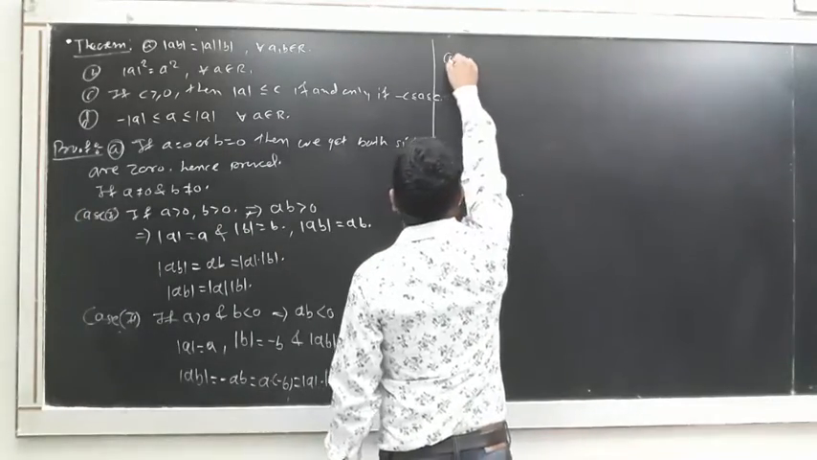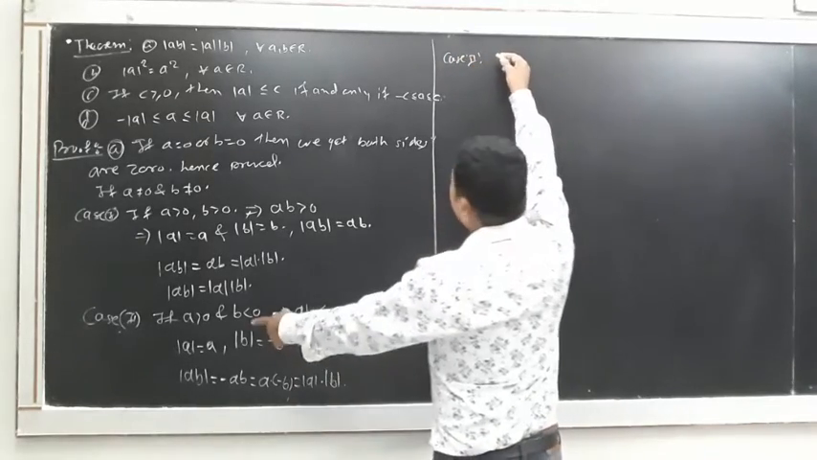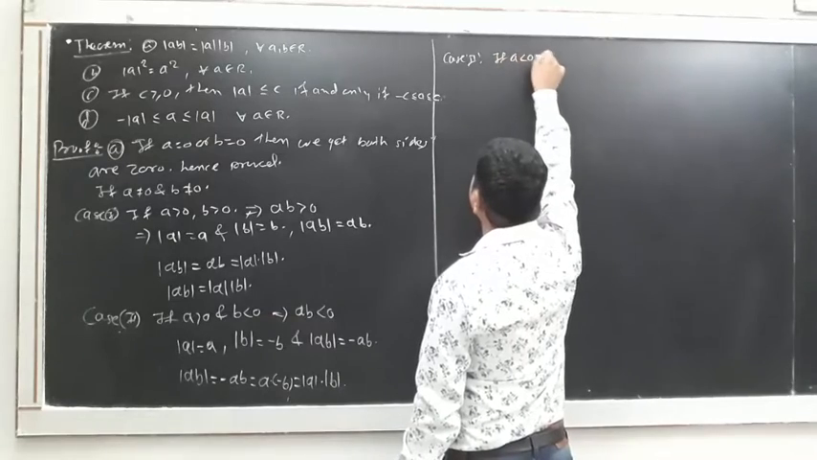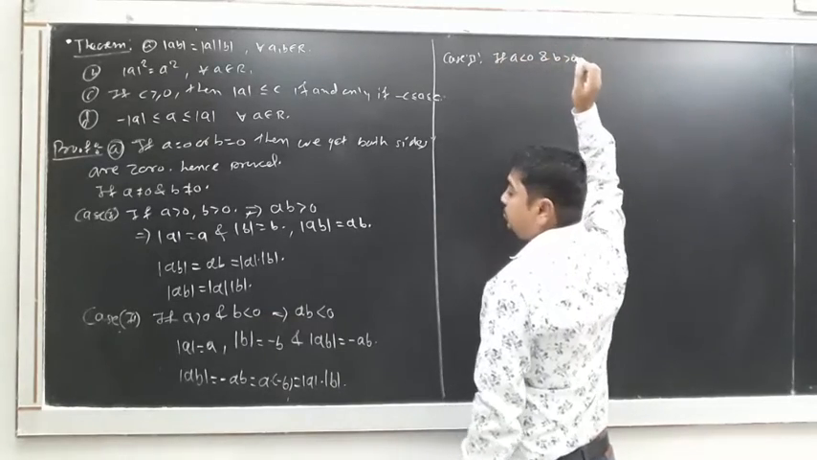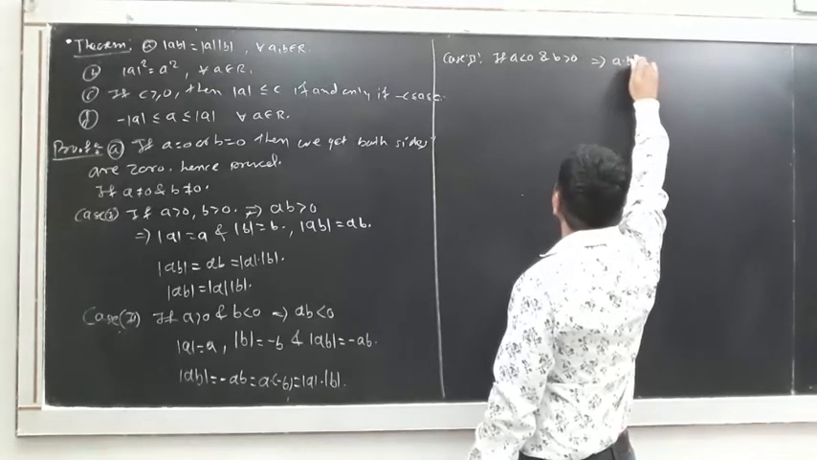So, case 3. Now we take the opposite: if A is less than 0 and B is greater than 0, then A dot B, is it positive or negative?